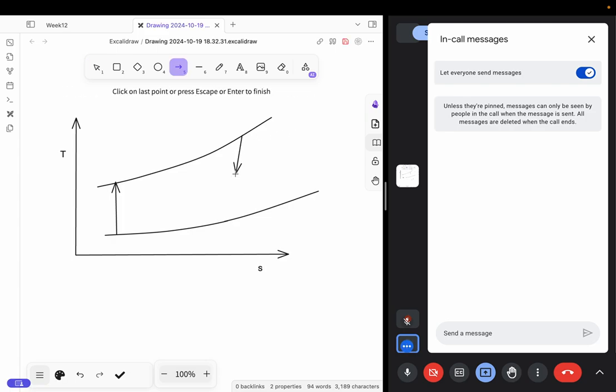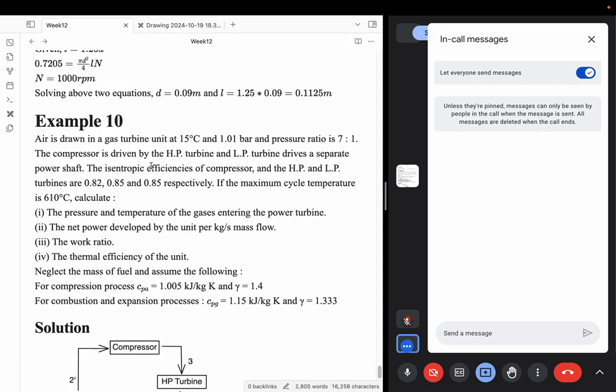Again you'll have an isentropic process. We have an intermediate line as well. Let's draw the intermediate line as well. This is the intermediate pressure. So we have three different pressures. One is 7.07 bar, then we have 1.01 bar pressure, and then there is this intermediate pressure. So how do I calculate the intermediate pressure?